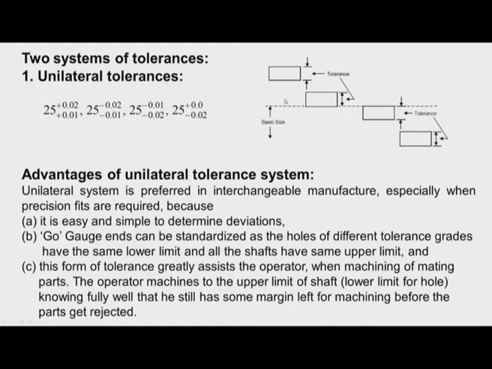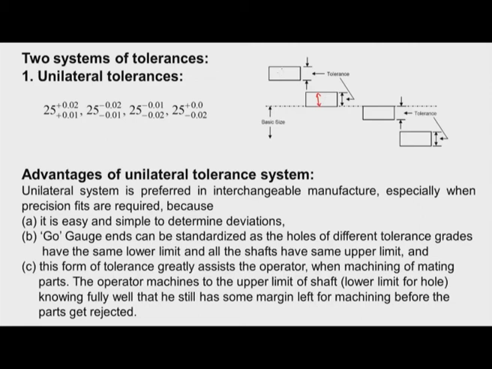Now we can study this picture wherein this is the basic size of the component, the basic size of the hole or basic size of the shaft, and in the case of unilateral tolerance it is specified on one side of the basic size. For example, 25 plus 0.02 mm, 25 plus 0.01 mm. Now we can see here this is the tolerance band, or it is also known as tolerance zone. So on one side of the basic size the tolerance is specified.